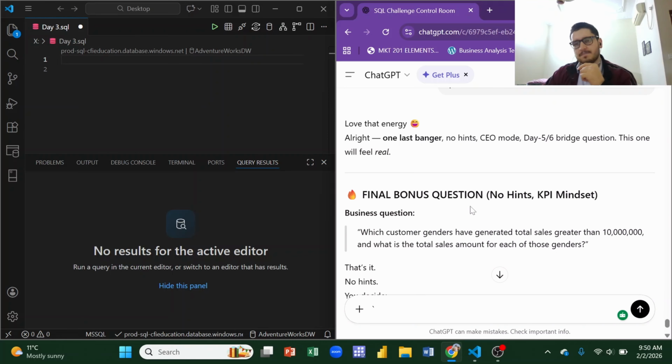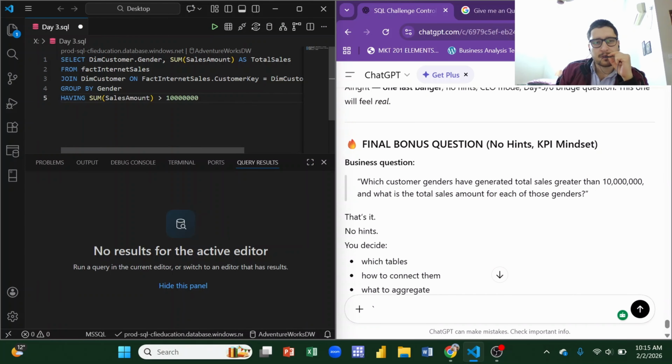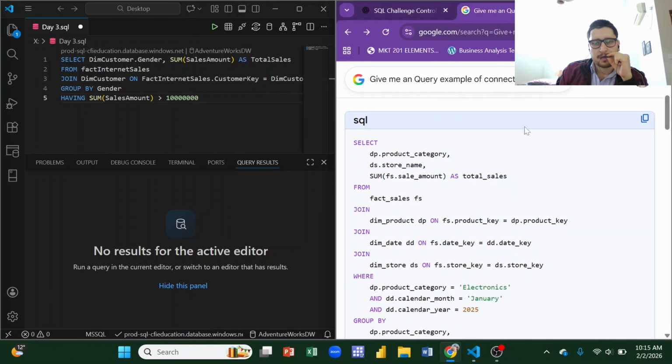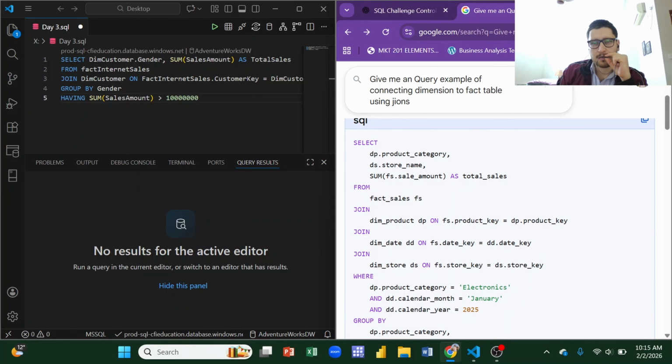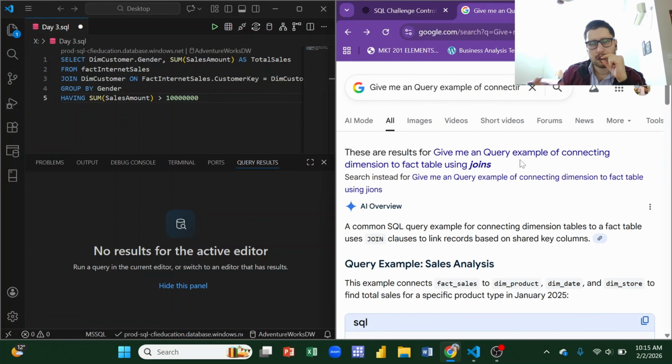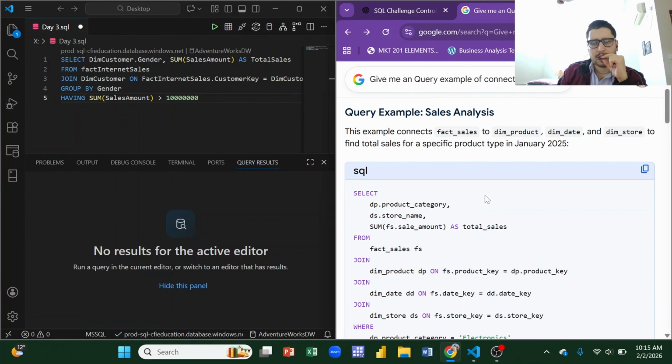Let's go. For question 1, after some deliberation and a quick internet search to understand the context, I wanted to know whether, when asked a question regarding dimension and fact tables, I am supposed to be working on joins. Google says yes, you are supposed to work on the joins. Then I asked ChatGPT to give me a random example so that I can recall where I have already worked on joins.